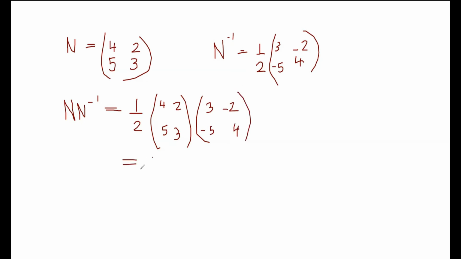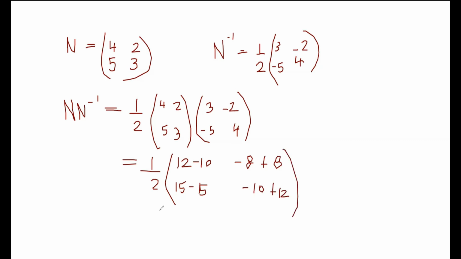We get a half times, remember it's row by column. 4 times 3, 12, plus 2 times -5, that's -10. Then over here it's 4 times -2, -8, plus 2 times 4, which is +8. Then this row by this column is 5 times 3, which is 15, plus 3 times -5, which is -15. Then row by column, 5 times -2, -10, plus 3 times 4, which is 12.